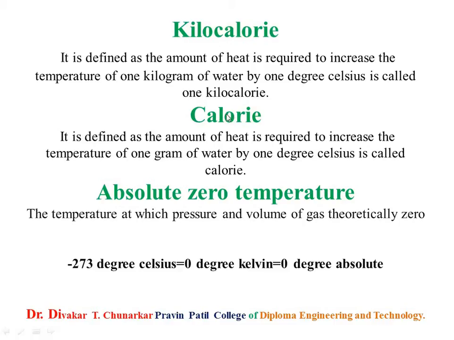Again, I repeat the definition. Kilocalorie is defined as the amount of heat required to increase the temperature of 1 kilogram of water by 1 degree Celsius is called 1 kilocalorie. And calorie is defined as the amount of heat required to increase the temperature of 1 gram of water by 1 degree Celsius is called calorie.